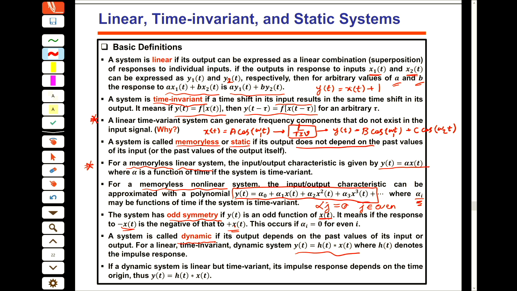Questions? This is just a review of what you knew before. And then I want to define nonlinearity in electronic systems.